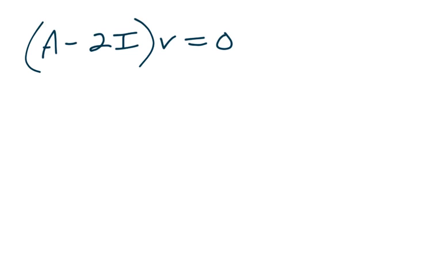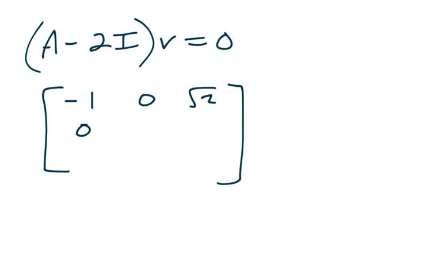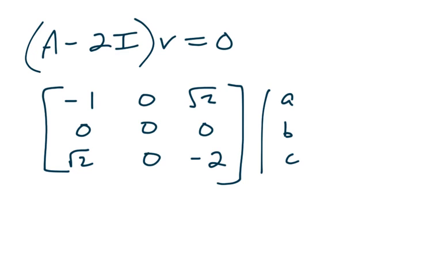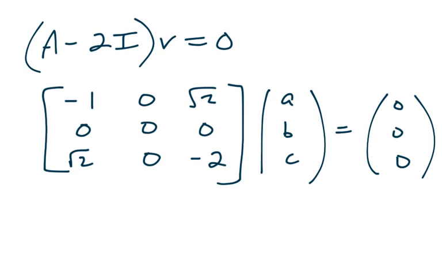We know what A is, right? It was right above. So let me simplify A minus 2I. That is going to be -1, 0, √2, 0, 0, 0, √2, 0, -2, applied to the vector ABC. That's what I'll call the components of V, set equal to 0, 0, 0.